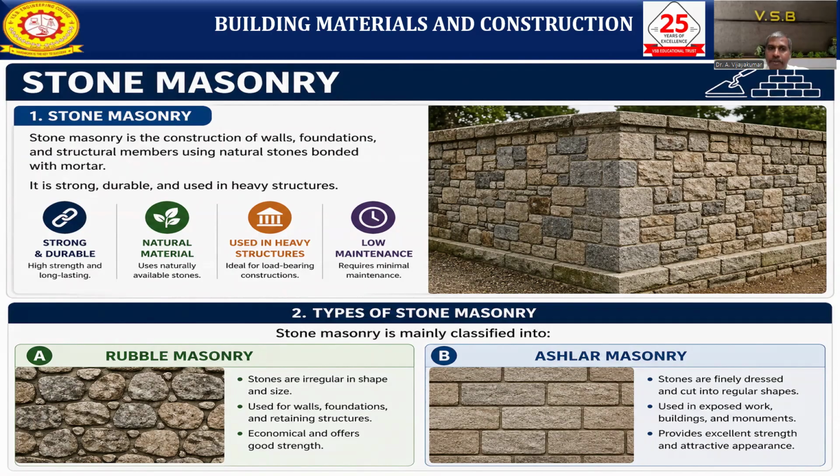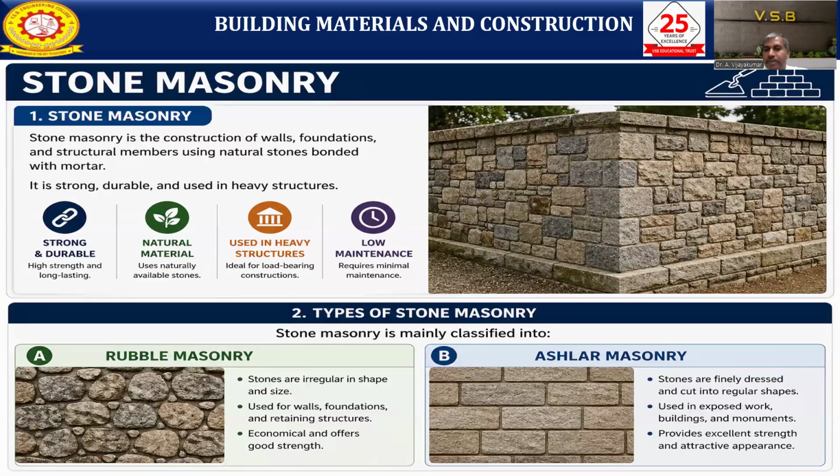It is a natural material, used where it is naturally available, mainly from a quarry. From the quarry, we can dress the stone properly and make the masonry structure. It is useful for heavy structures. If you want load-bearing construction, we can go for stone masonry. Compared to other building materials, it has low maintenance and requires minimal maintenance. Stone masonry is classified into two types.